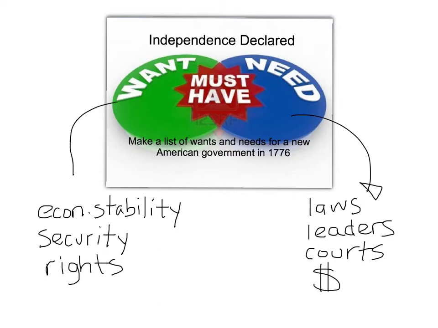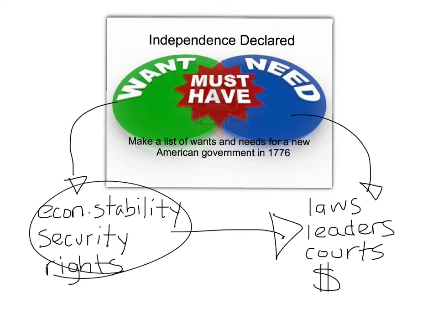The wants, the things that are great to have but not necessarily essential to a government, are providing some kind of economic stability, some kind of security, and some kind of rights. Yes, a lot of these could actually go over there, but these probably were first on the list of the American colonists when looking at forming a government for their new nation.